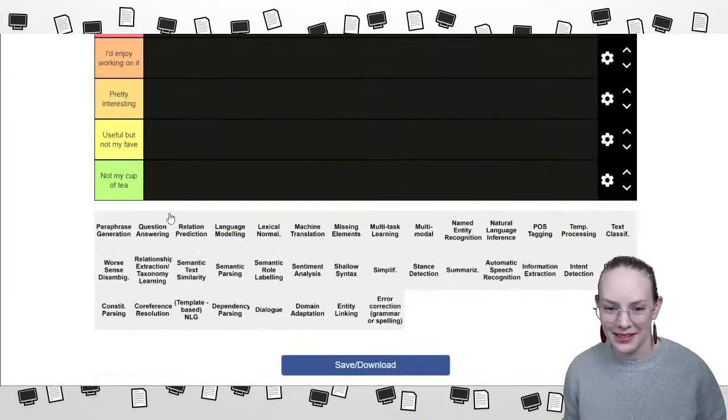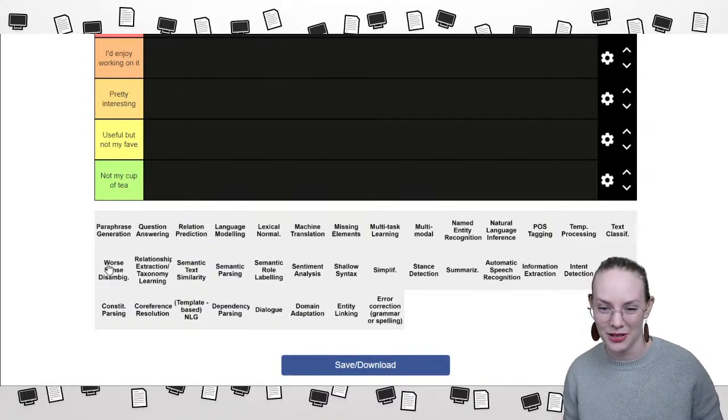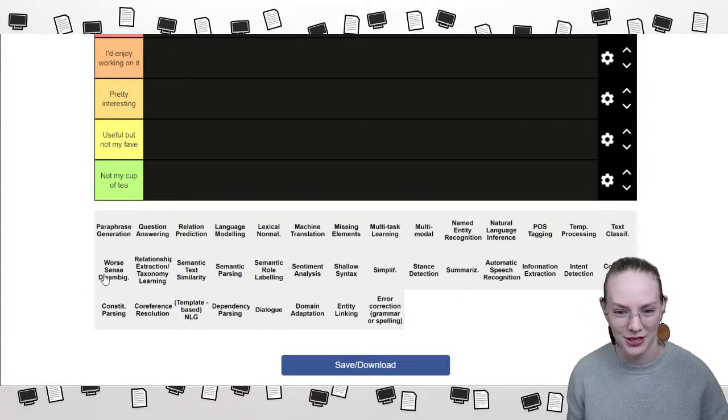And I made a little tier list, and I've already found one typo, which is that this should say word sense disambiguation and not worse sense disambiguation. So I sure will find more.